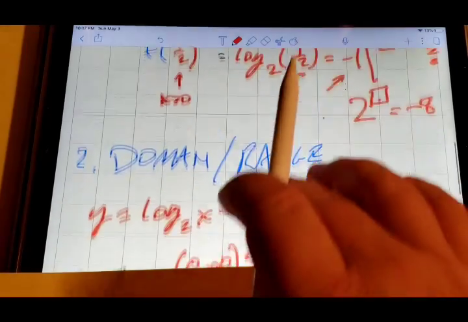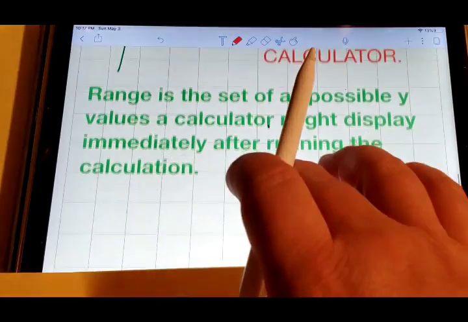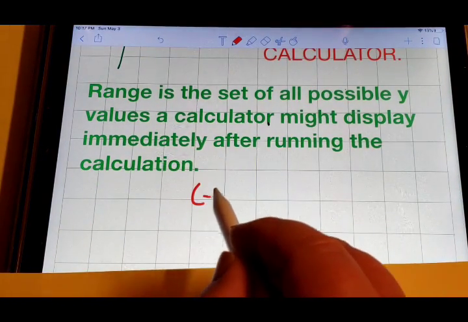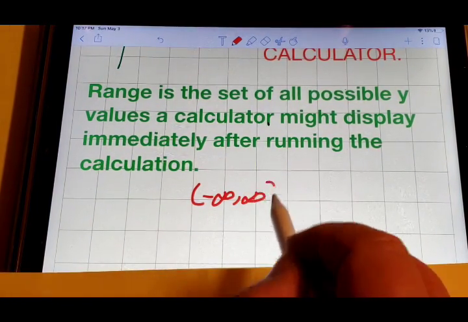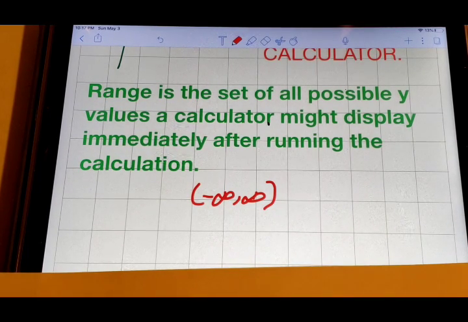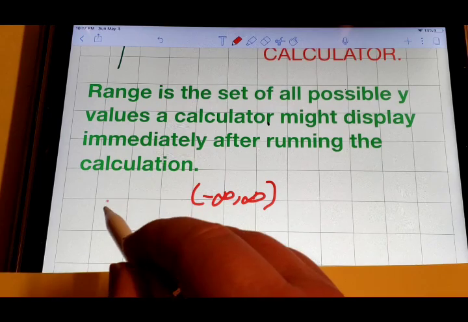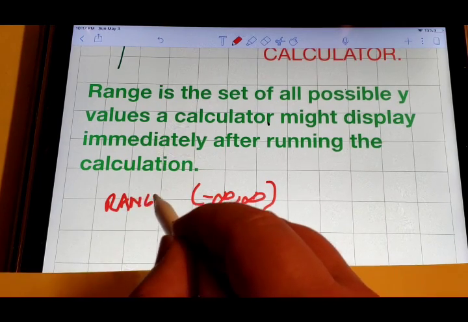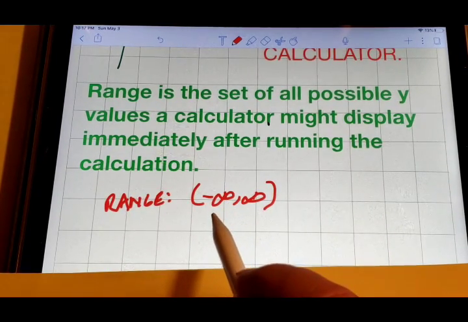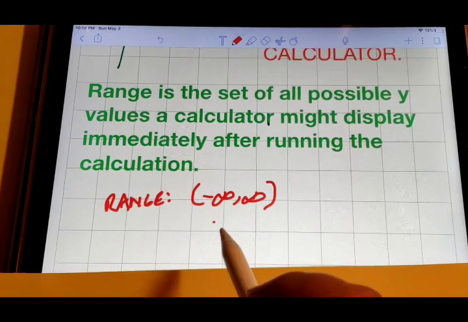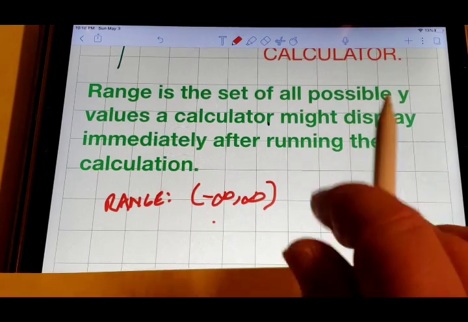So back to that. The range, what is the range? Well, the range turns out to be negative infinity to infinity. And this gets reinforced by the graph. But like I said, the range can be negative. The answer for y can be negative. So negative infinity to infinity.